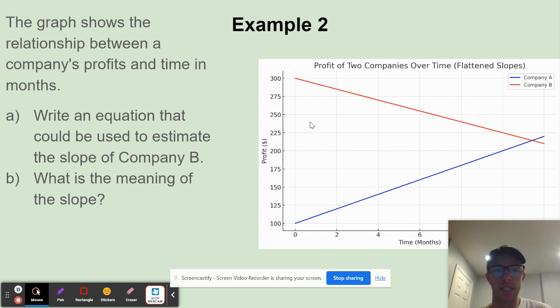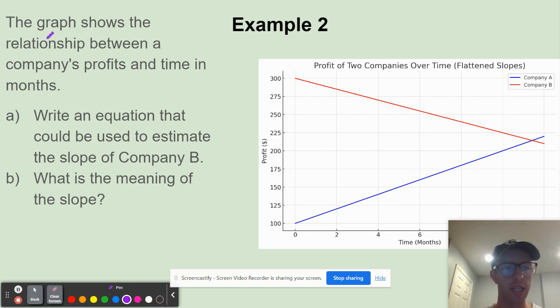Let's apply this thinking to some lines. The graph shows the relationship between a company's profit in time and months. Write an equation that could be used to estimate the slope of company B. Company B is in the red.